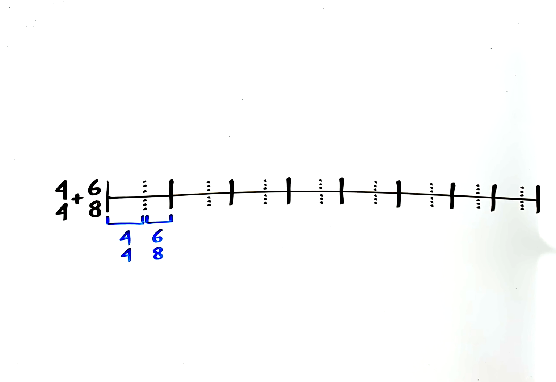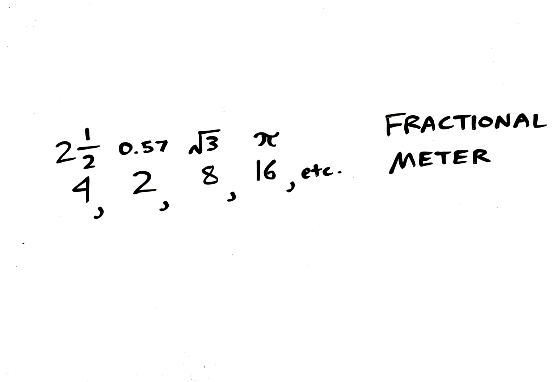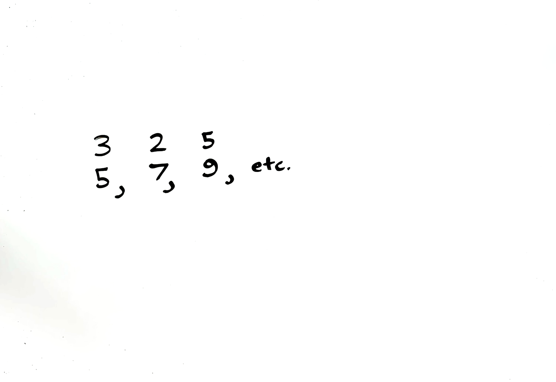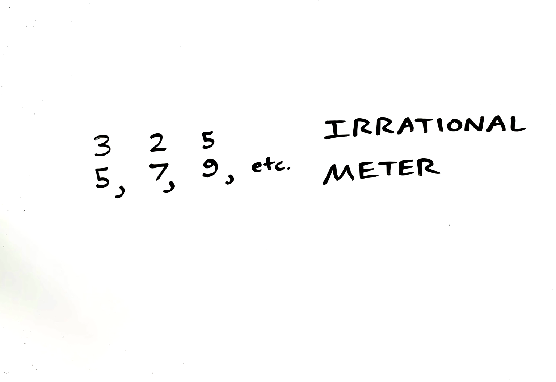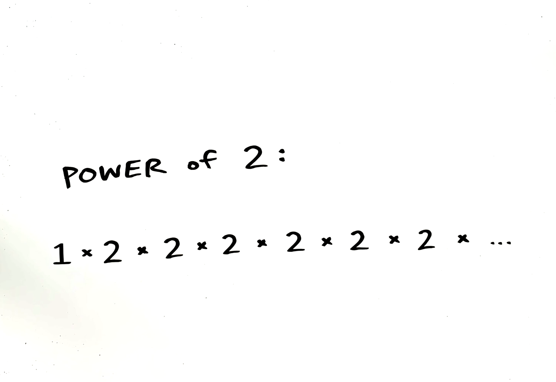If the top number is not a whole number, this is called fractional meter. If the bottom number is not a power of 2, this is called irrational meter. A power of 2 is a number you get by starting at 1 and multiplying it by 2 over and over again.